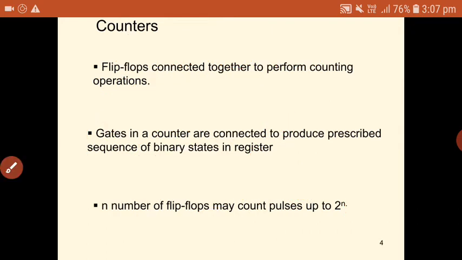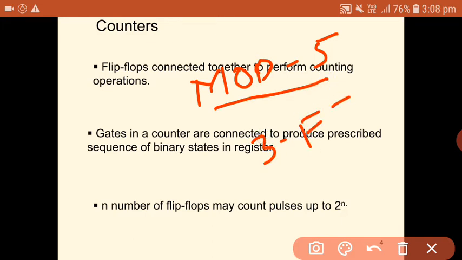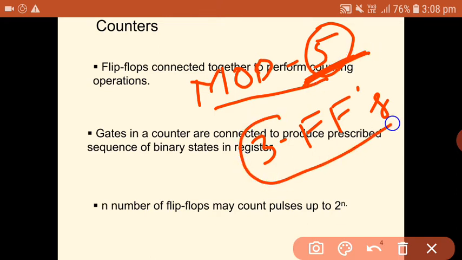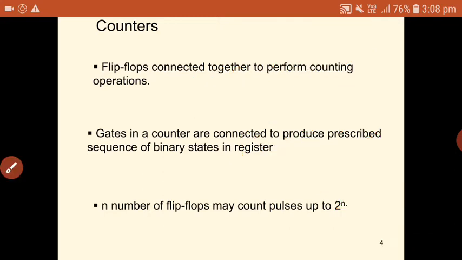So I can say that for designing mod 5, we will see what this mod is in the next slide, for designing a mod 5 counter you need a minimum of 3 flip-flops. Mod 5 means the number of clock pulses or different output states available should be equal to 5. So for constructing a mod 5 counter, you need a minimum of 3 flip-flops. But by using 3 flip-flops, what is the maximum number of output states it can count? 8, because 2 to the power of 3 is equal to 8. Are you understanding? This is nothing but the modulus of a counter.